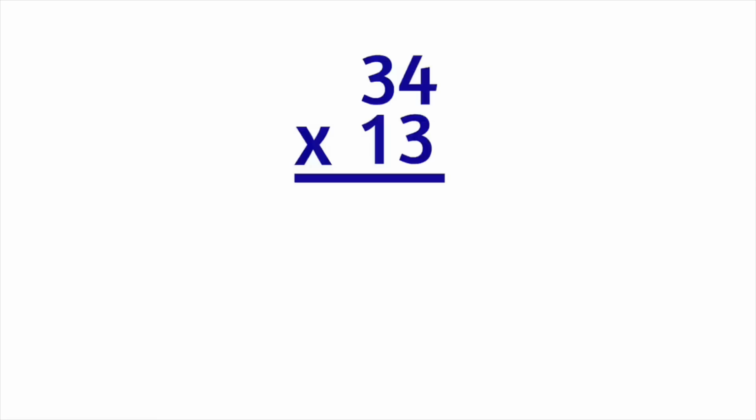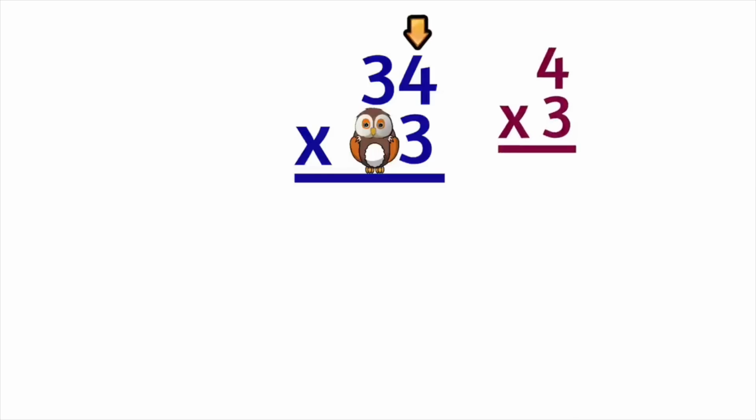Remember, for the first steps, we aren't going to use this digit down here in the tens place. We'll need it later, but we'll have to wait. Let's cover it up real quick with the owl again. First, we multiply the ones. What is 4 times 3? 12. Awesome. Now 12 is a double-digit answer, so we will need to regroup.